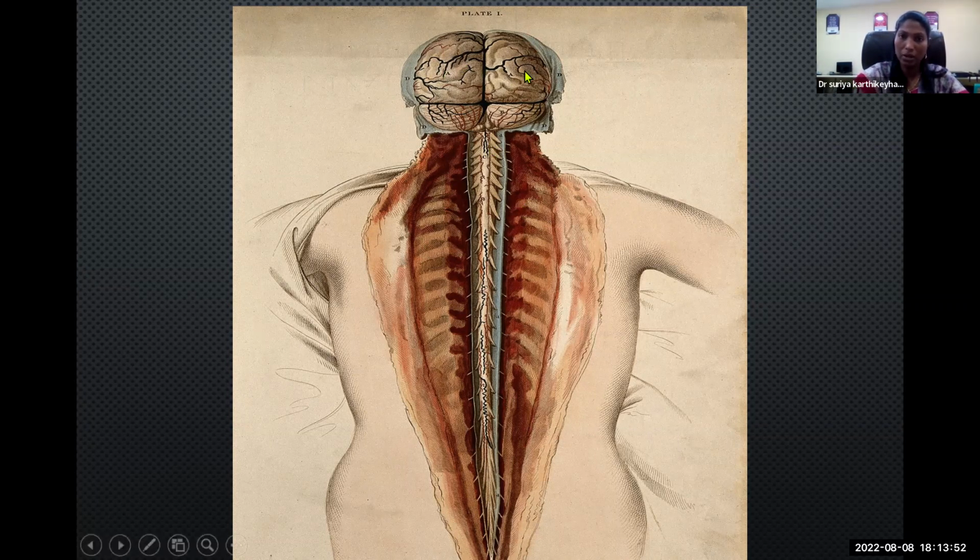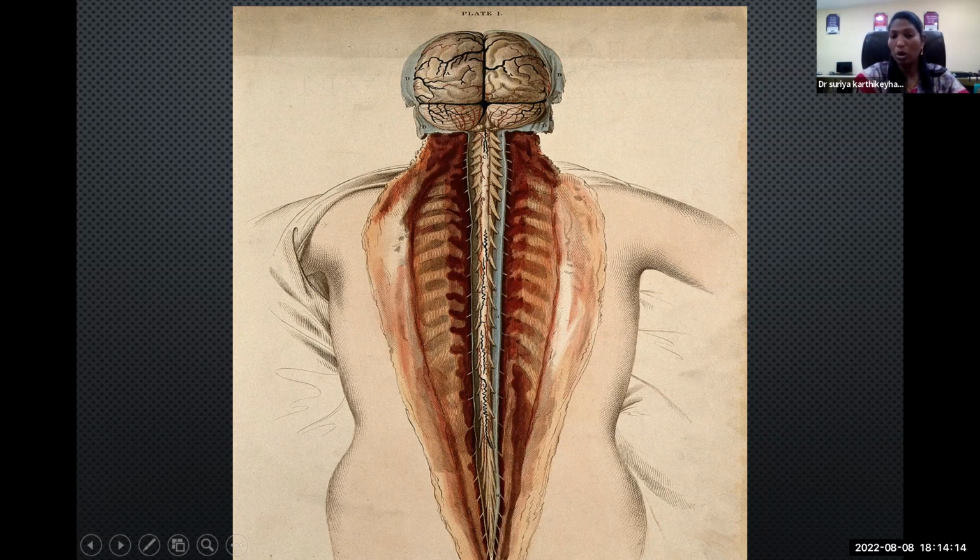Okay, this is the cerebral cortex and then the cerebellum, and then it is continued as the spinal cord. From the last class, you all know the spinal cord ends at the level of the lower border of L1 in adults, whereas in newborns, it is at the level of L3. But the meningeal covering extends till S2.